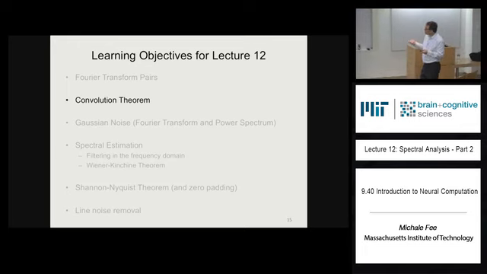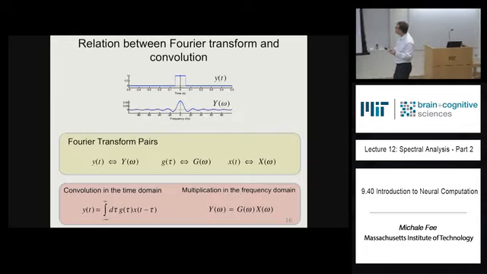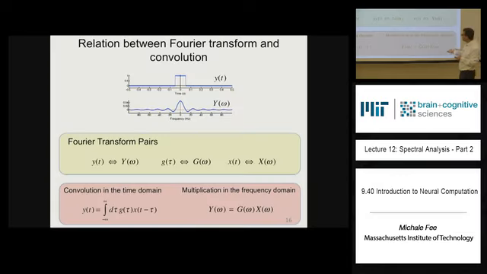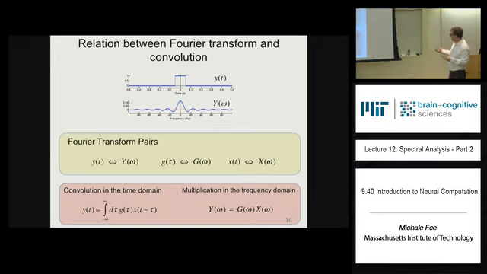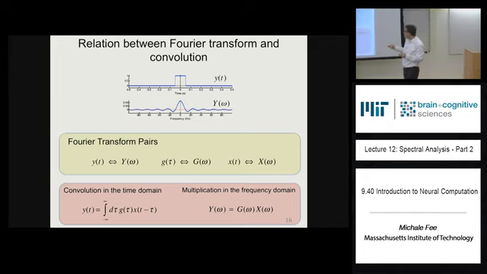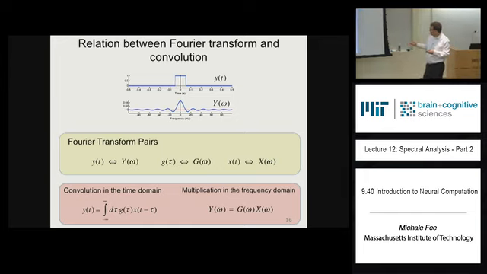Okay, convolution theorem. Imagine that we have 3 functions of time. Y of t, like this one, y of t. We could calculate the Fourier transform of that, and that's capital Y of omega. And then we have some other function, x of t, and its Fourier transform, X of omega. And another function, g of tau, and its Fourier transform, capital G of omega.